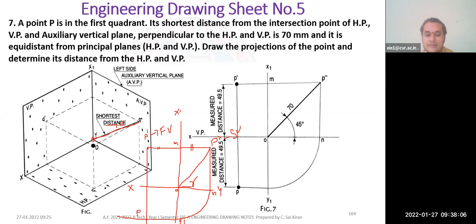If you measure this distance, this distance is 49.5 mm, and this distance is 49.5 mm. In the problem, they are asking to determine the distance from HP and determine the distance from VP. So the H distance is 49.5 and the D distance is 49.5. Just by using this 70 mm at a 45 degrees angle, we are finding the H value and the D value here.